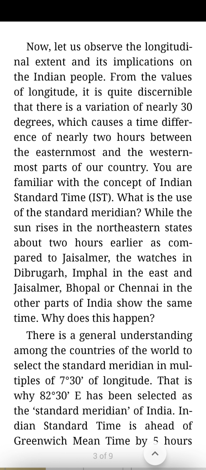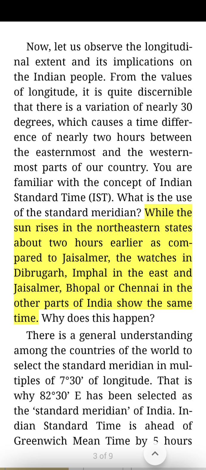Now, let us observe the longitudinal extent and its implications on the Indian people. From the values of longitude, it is quite discernible that there is a variation of nearly 30 degrees, which causes a time difference of nearly 2 hours between the easternmost and the westernmost parts of our country. You are familiar with the concept of Indian Standard Time, IST. What is the use of the standard meridian?